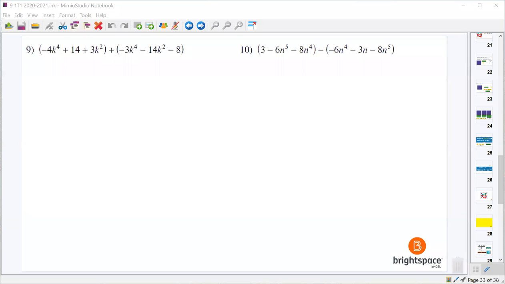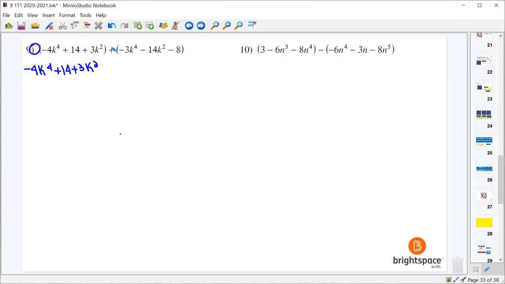Okay, so I'm going to start recording the way I'm going to be solving the exercise. All right, guys, the first thing I would like to do is eliminate the parentheses. There is nothing over here in the beginning of the exercise, so I don't have to change any symbols. It's going to be negative 4k to the fourth plus 14 plus 3k squared.